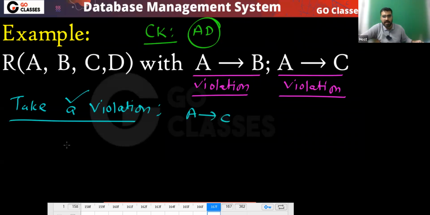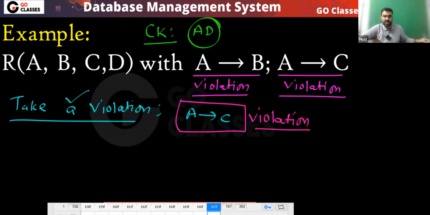Is this clear? Let me take this violation. Now, in this violation, what do you do? You find A plus. What is A plus? A plus is ABC. So that is going to be ABC.